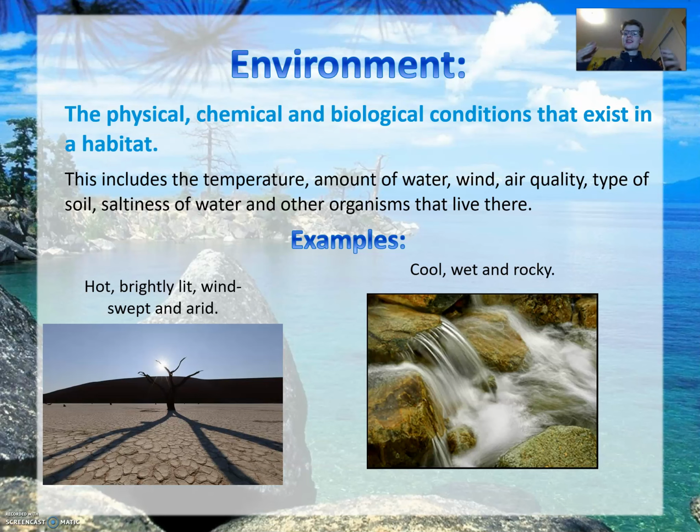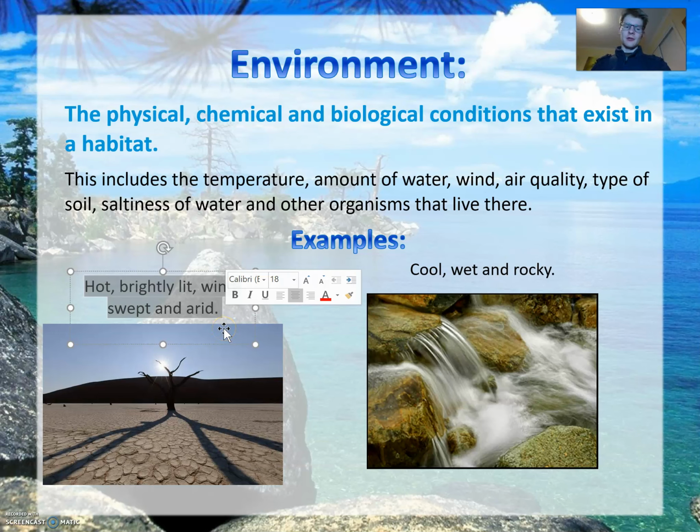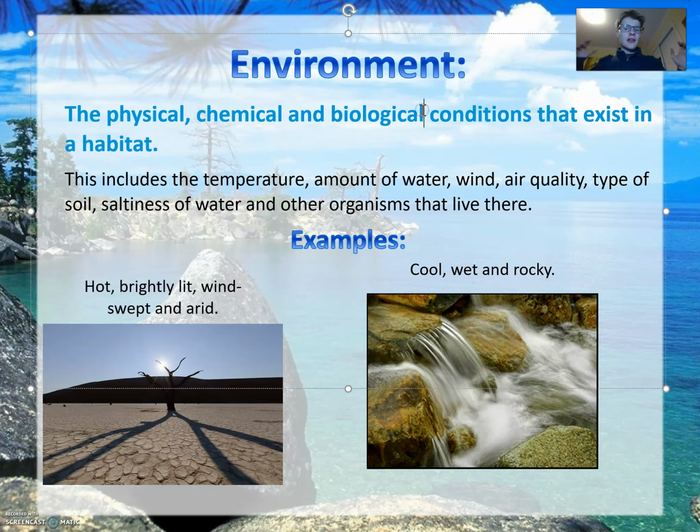It's all the conditions that surround an organism. So, for example, if we're to say a desert habitat, what type of habitat is it? It's a desert habitat. What's the environment of this habitat? It's hot, brightly lit, windy, swept, and arid. That's the environment. Environment is more like a description of the habitat. All right, it's the list of all the conditions that exist in a given surrounding area.